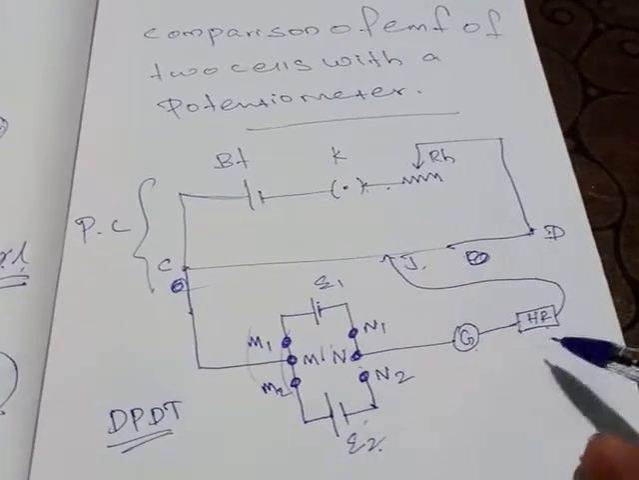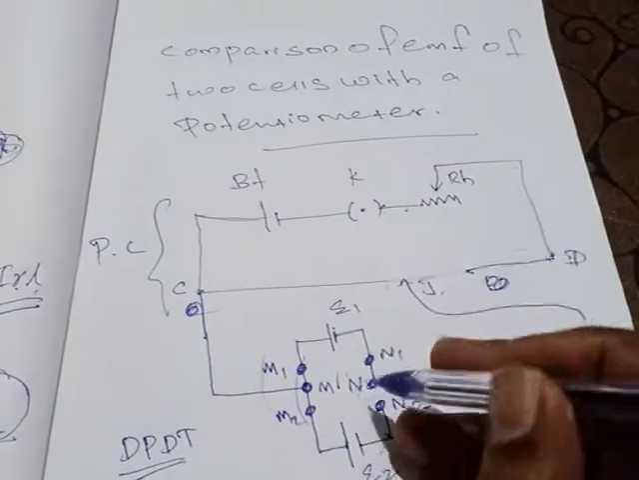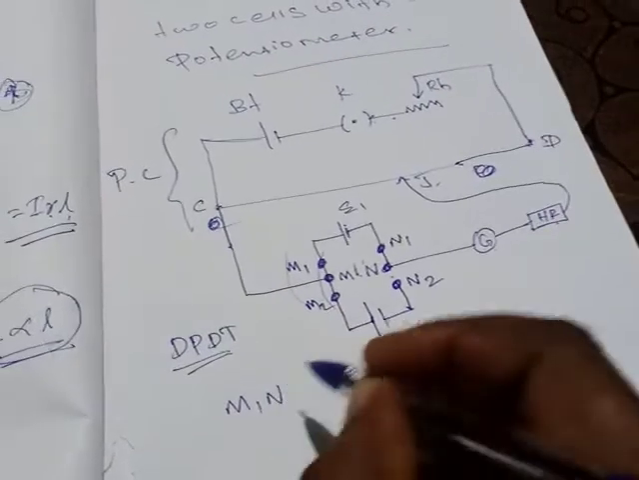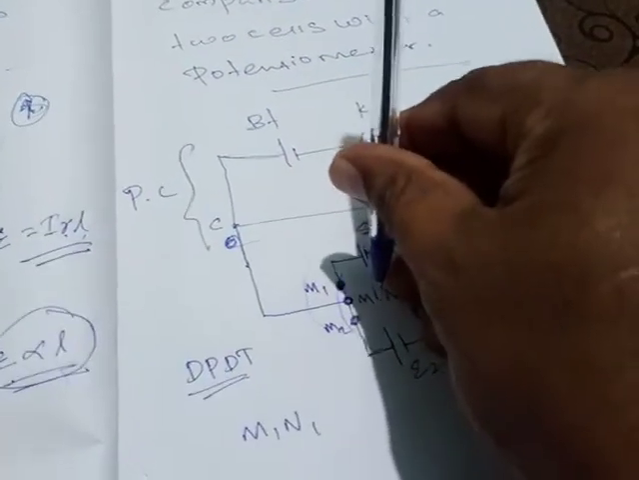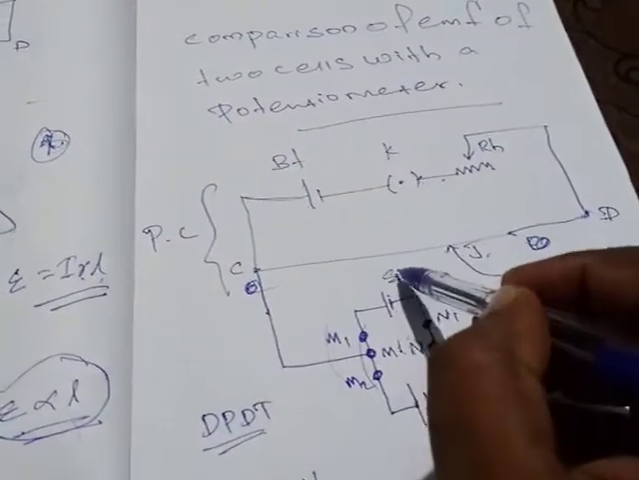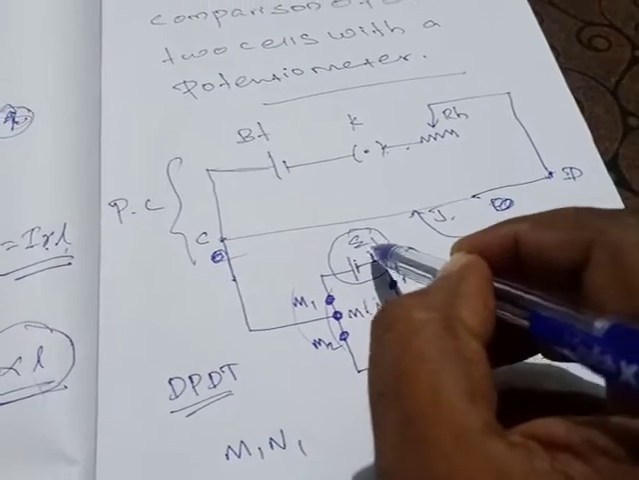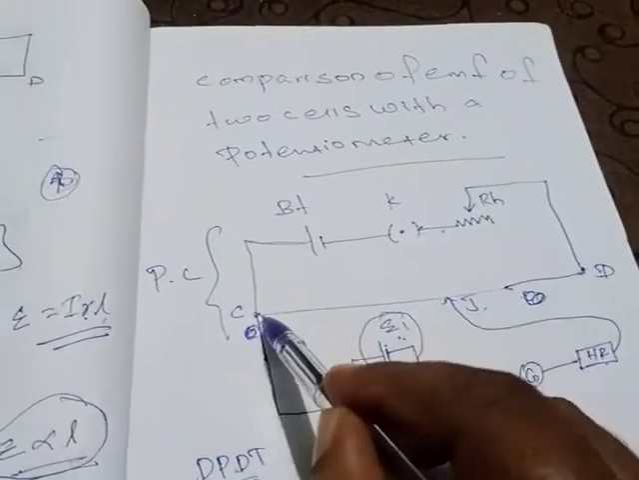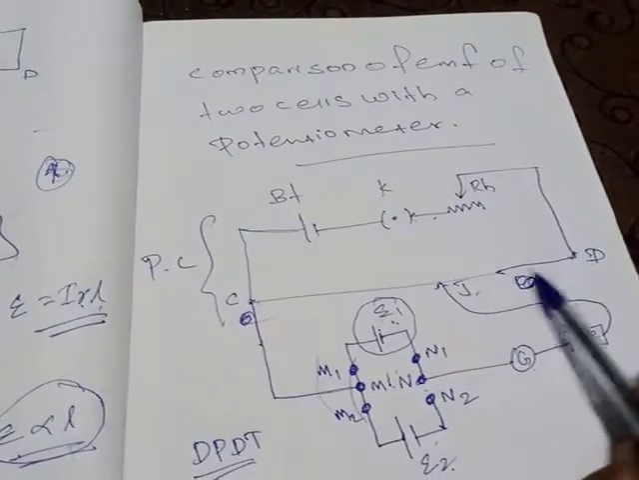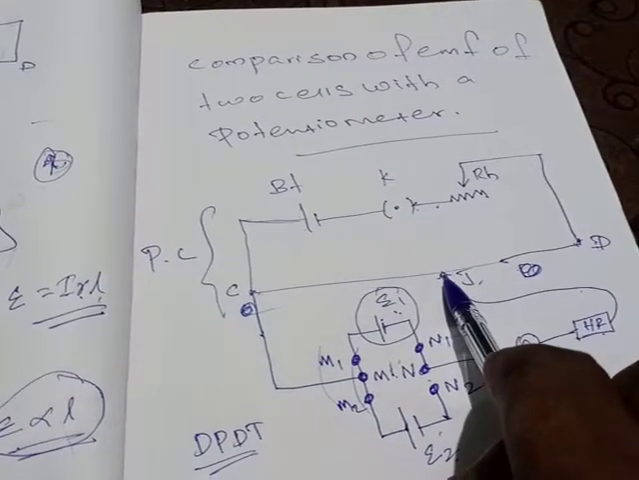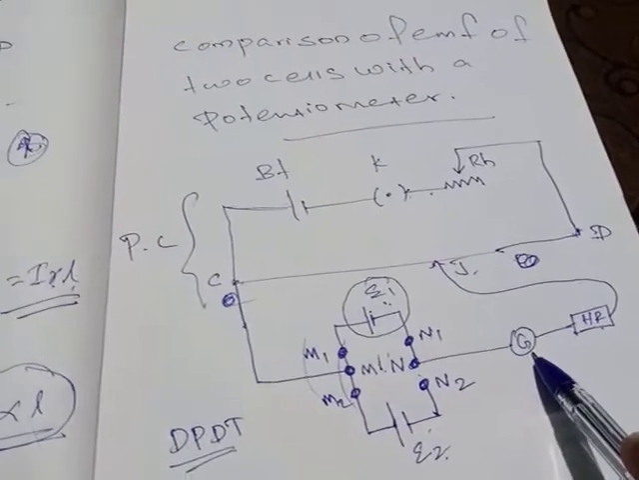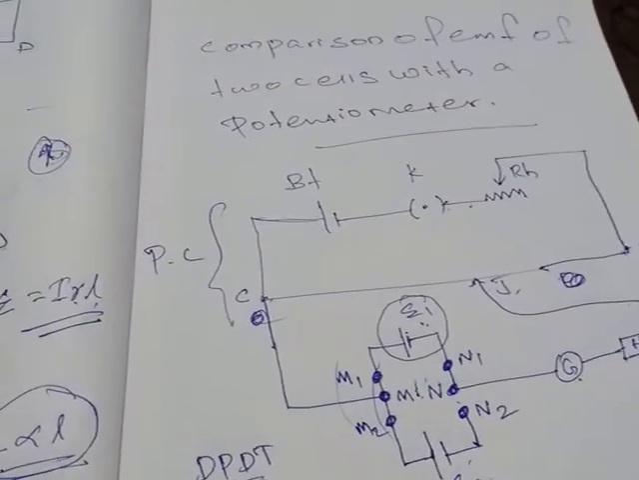Now, how are we doing this practical? First we will press the DPDT switch via M1, N1, that means we will keep the switch like this. Now, from the secondary circuit, this battery is working. Now we will find the balancing length CJ. For that we will move this jockey over this wire until the galvanometer shows zero deflection. Then we get the balancing length.